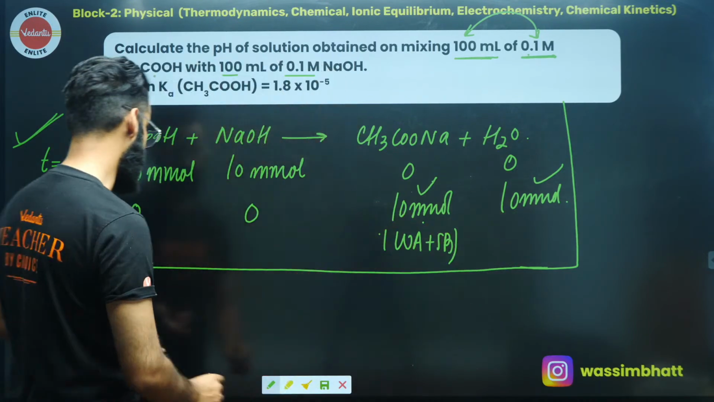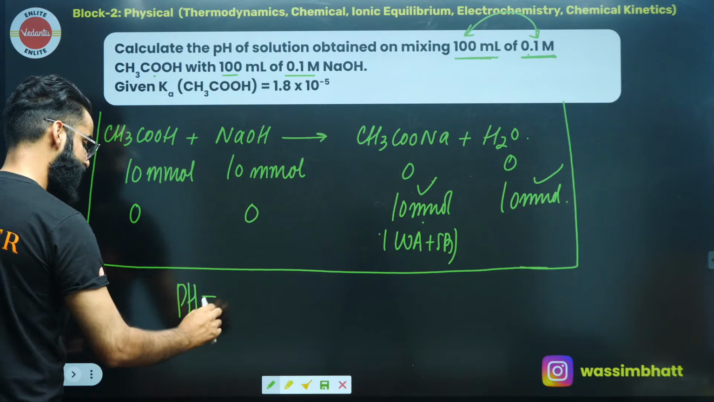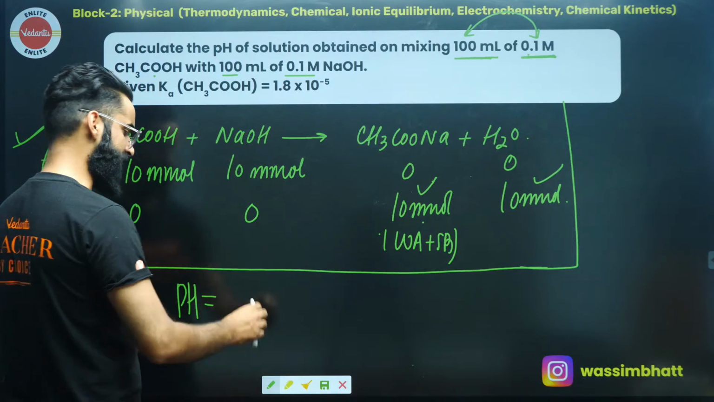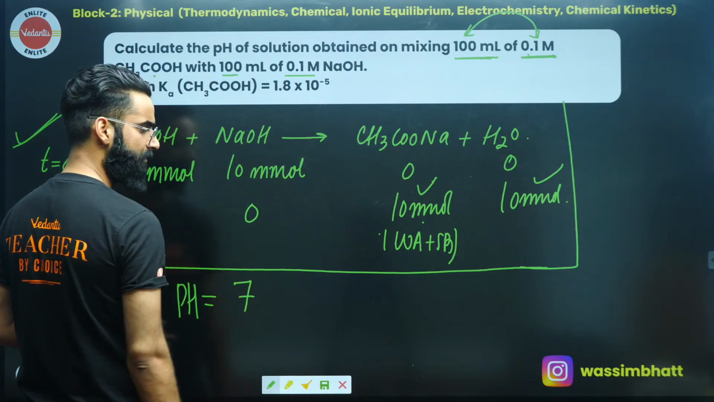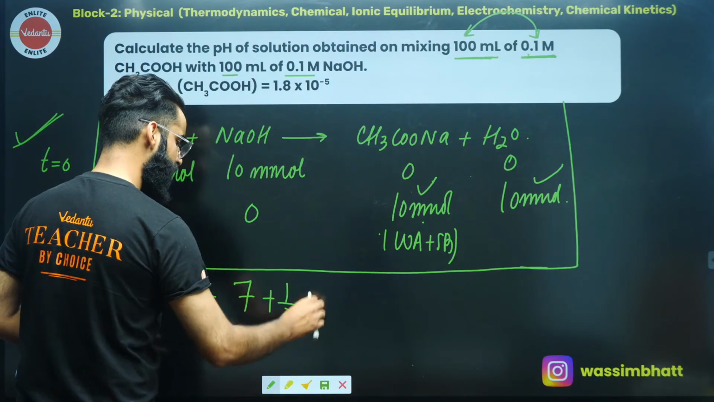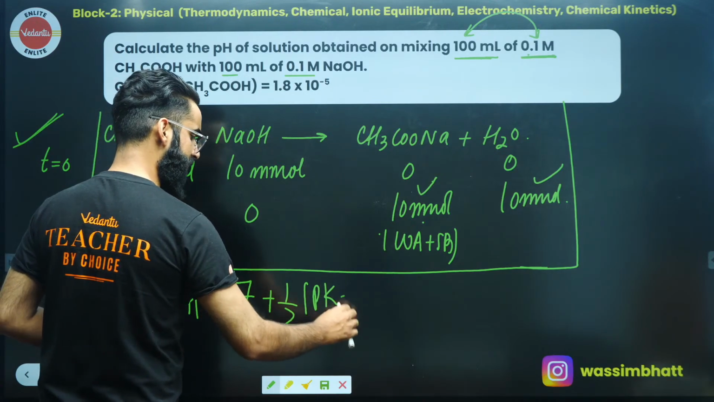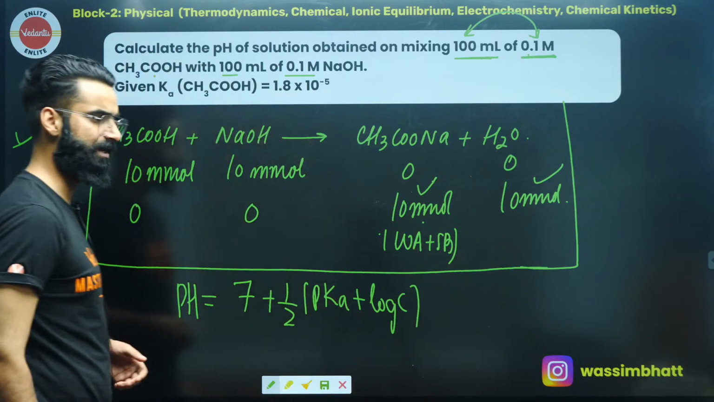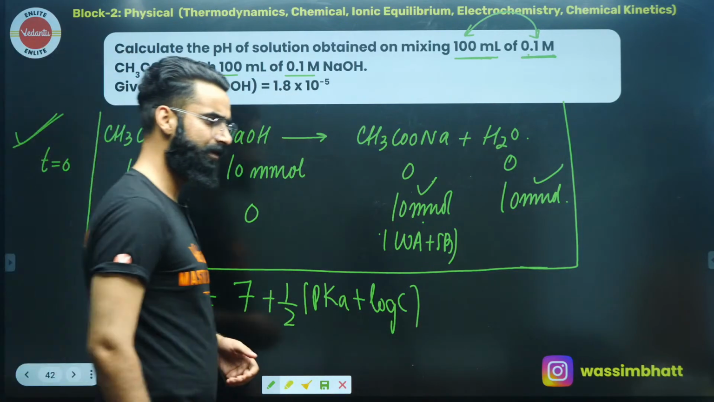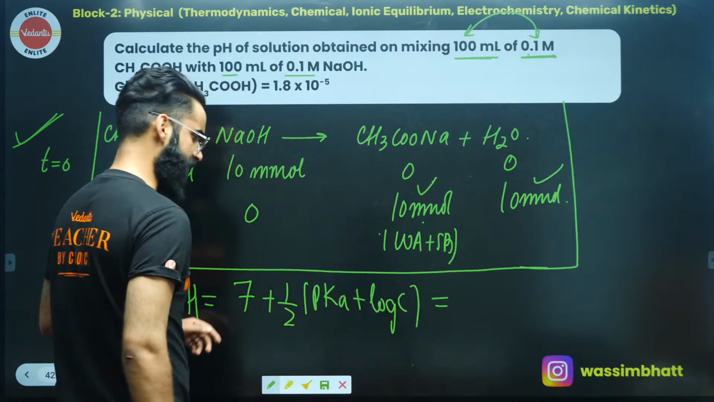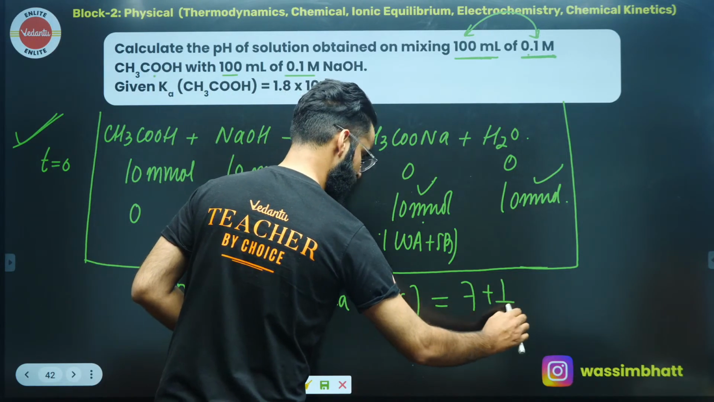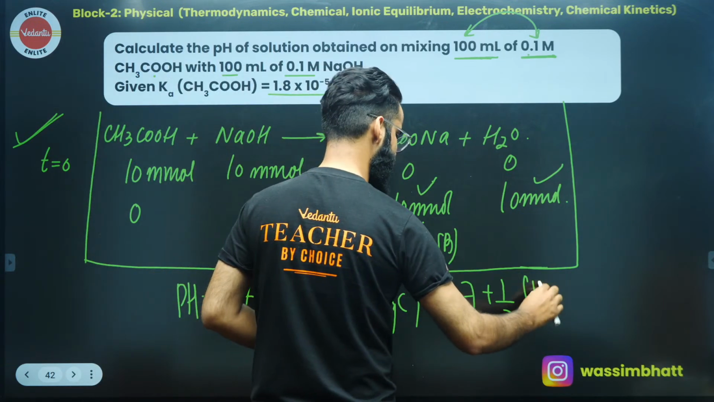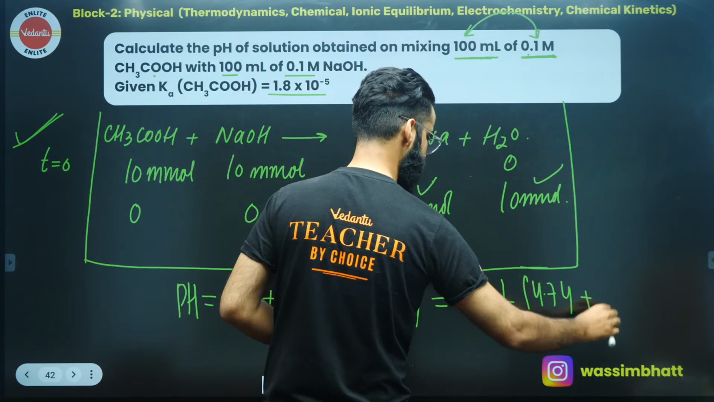And how do we calculate the pH of the resulting solution? When a salt of weak acid and strong base undergoes hydrolysis, the pH is 7 plus half of pKa plus log of C. This is the formula I'll be using, right? Use the formula: 7 plus half of pKa. p stands for minus log. Minus log of Ka, that's 4.74, plus log of C.